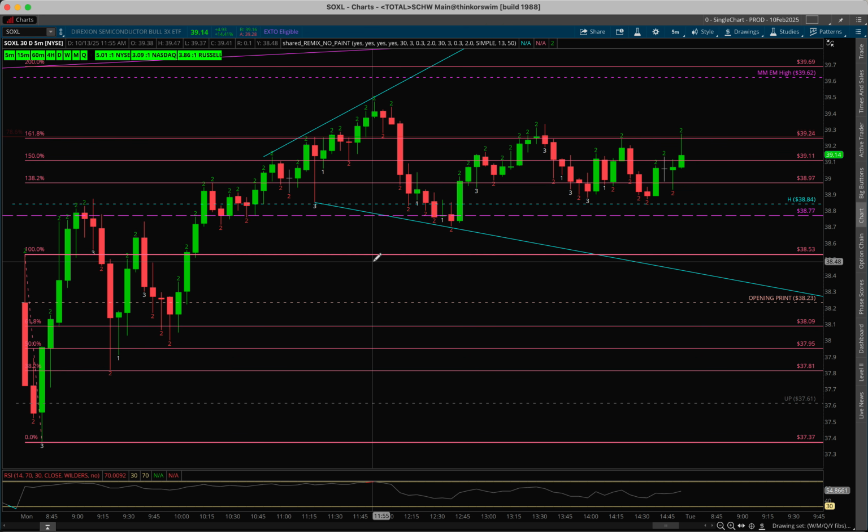The rest of the day we went sideways, which was kind of expected after the big move that we had on Friday, and then the big overnight move that we had to open up as high as we did from where we closed on Friday. You don't want to go in expecting a sideways day, but you want to be aware that that's a high probability, right?